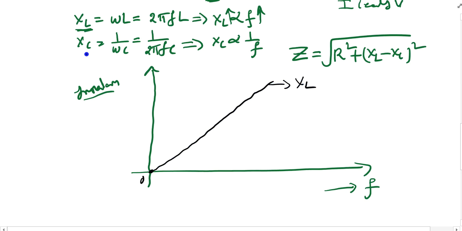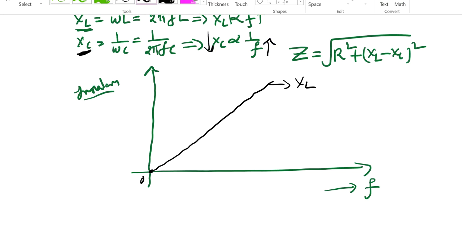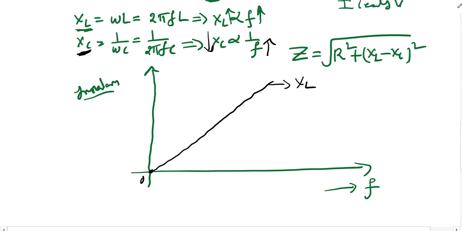Now come to the second reactance, the capacitive reactance XC. As my frequency increases, my capacitive reactance is slowly decreasing. That is the relation you are able to extract from this system. From the 0 point, at minimum frequency, my capacitive reactance is high, and as the frequency is increasing, it slowly decays in this direction. So this is my XC.